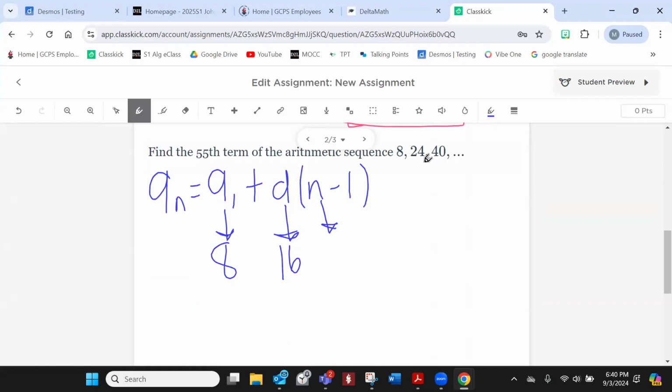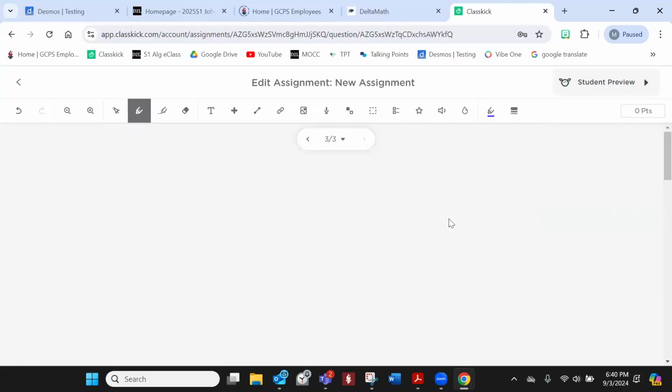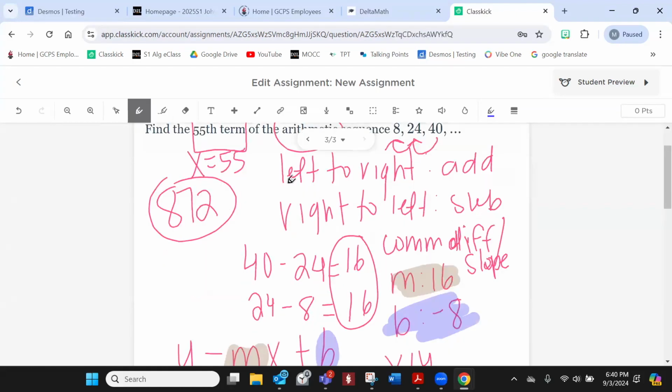Put it in your notes, because remember, you can use notes on the test. So n is the term that we're trying to find, which means I'm going to replace n with 55. So let's write it. Technically, A sub 55. The 55th term is A sub 1, which is 8, plus 16 times 55 minus 1. If you look over here, remember we said the answer was 872.